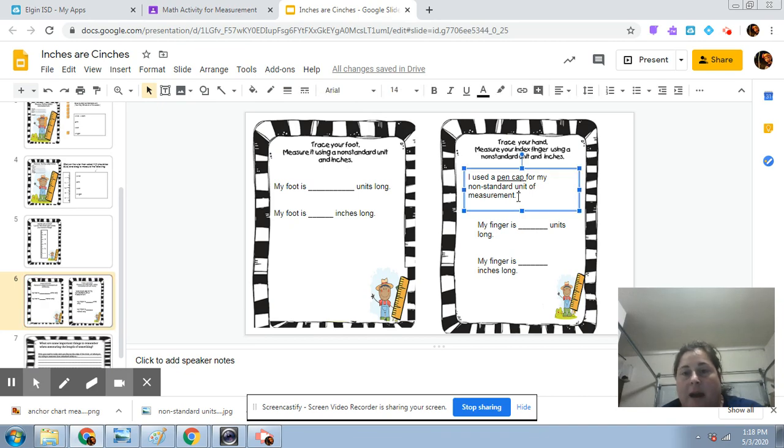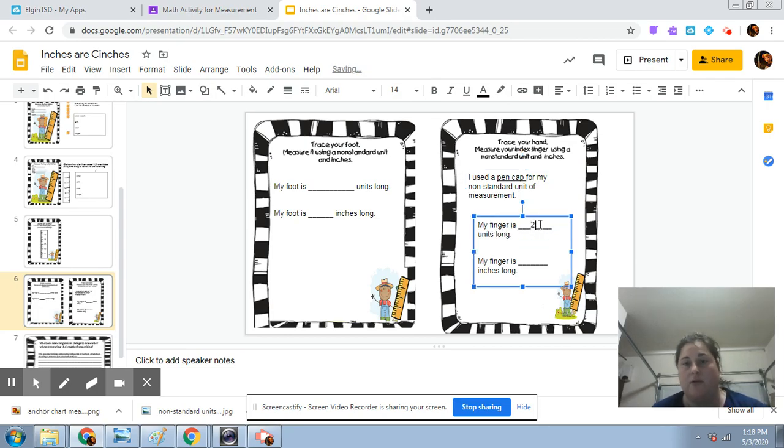So I went ahead and did my example. I used a pen cap for my non-standard unit of measurement. Then I'll be able to determine how many pen caps. I actually did measure it, and it's 2. It's 2 units or pen caps long. My assumption is obviously my finger is longer than my foot, so it's going to take more pen caps to measure my foot.